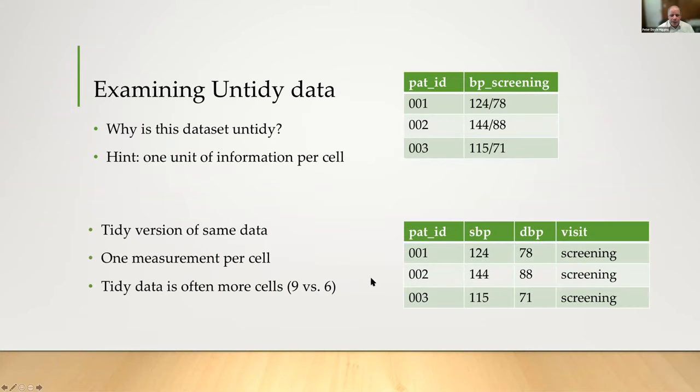So ideally, the tidy version of the same data would separate SBP and DBP and identify the visit at the screening visit. So separating out the screening piece of blood pressure into its own label, own variable for visit. So if you had a visit two, visit three, that could be discriminated as well. One measurement per cell. It's also notable tidy data is often more cells, a little bit more typing, which is why sometimes we're reluctant to do it.